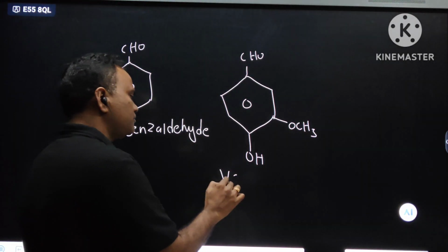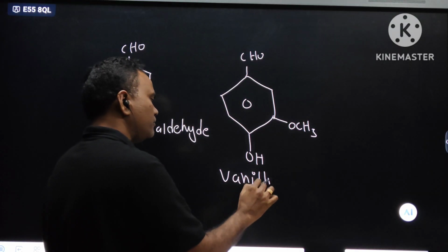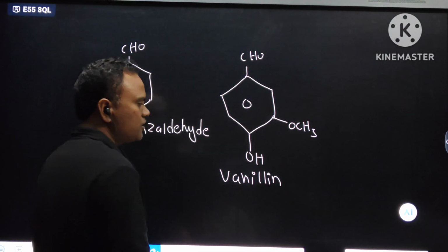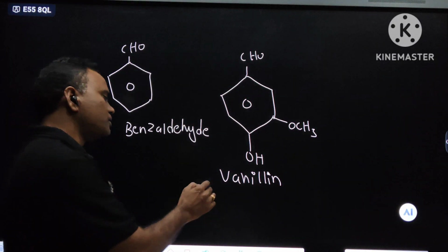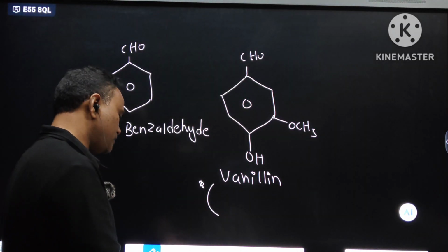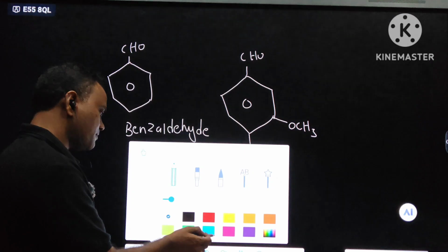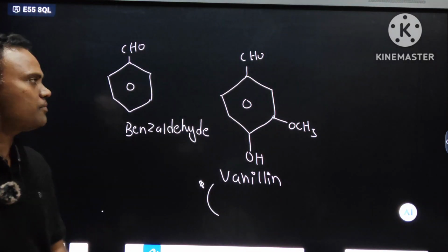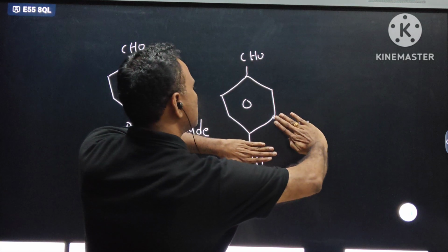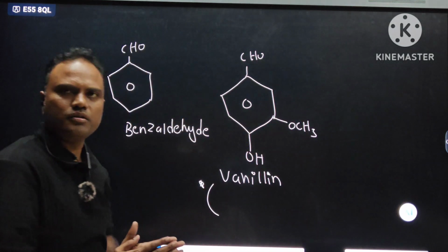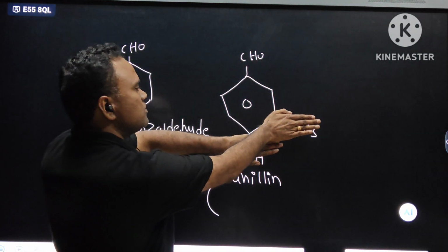It's a common name. Vanillin, flavoring agent. Vanillin, I give an important common name first. After that, IUPAC name. You tell me the parent structure name. Parent structure name is benzaldehyde, right? Close this. This is benzaldehyde.